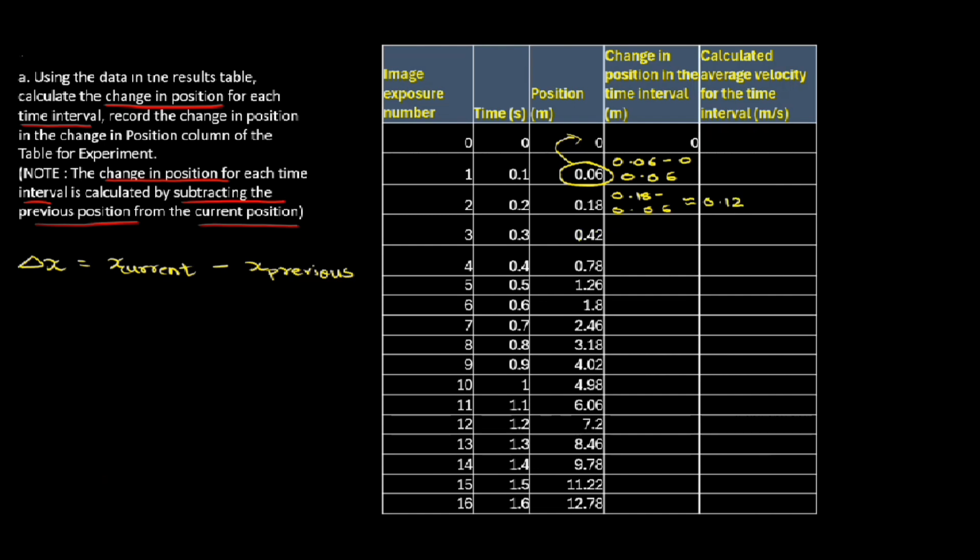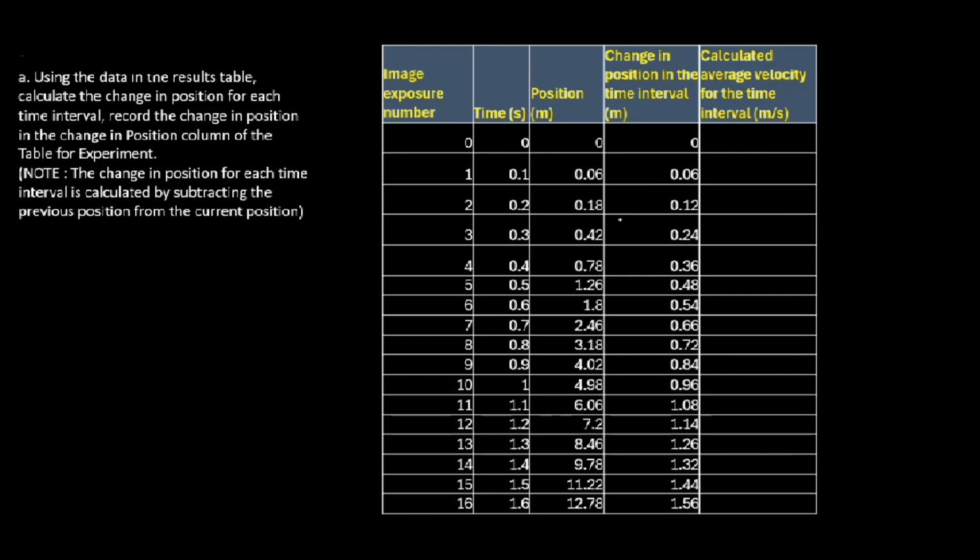Then we repeat for the next time interval. Here, my current position is 0.42. My previous position is 0.18. So when you subtract 0.42 minus 0.18, you get the change in position to be equal to 0.24 meter. So I write here 0.24. This is part A of the question where we are just finding the change in position values.